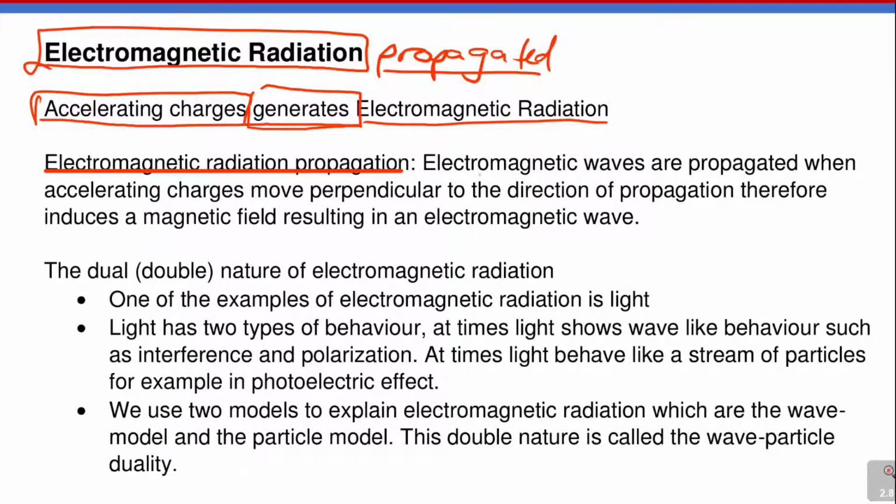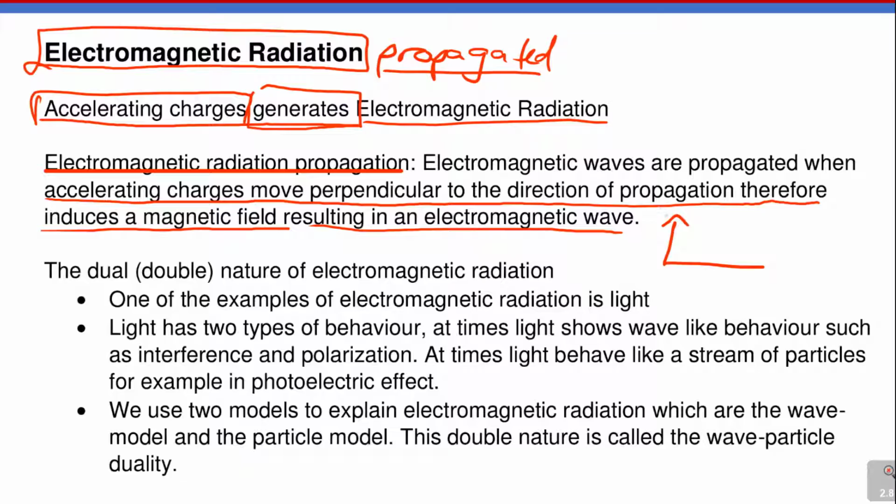Electromagnetic waves are propagated when accelerating charges move perpendicular to the direction of propagation, therefore inducing a magnetic field, resulting in an electromagnetic wave. Actually, it's the perpendicular between the electric field and the magnetic field. I'll say this is the electric field and this is the magnetic field. So they are at 90 degrees, perpendicular to each other. As these oscillate between electric and magnetic field, electromagnetic radiation is produced.